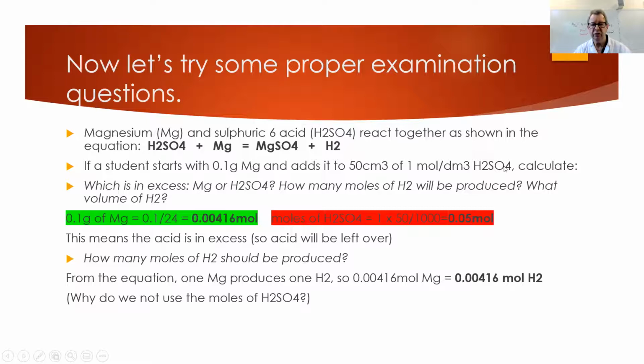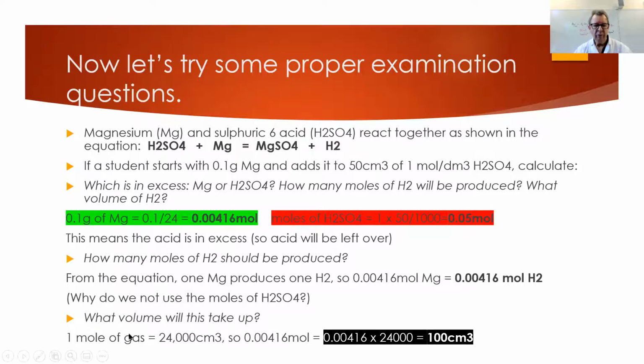And the last question, what volume of hydrogen will that be? From the third triangle, where the moles are at the bottom and the volume is at the top, and 24,000 or 24 cubic decimeters is at the bottom right. 1 mole of gas is 24,000 cubic centimeters. So 0.00416 times 24,000 is 100 cubic centimeters, which is what we found in the experiment, just about right.